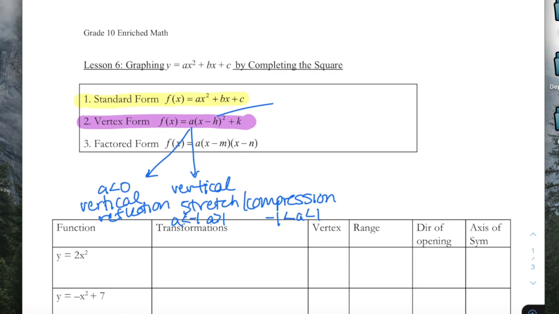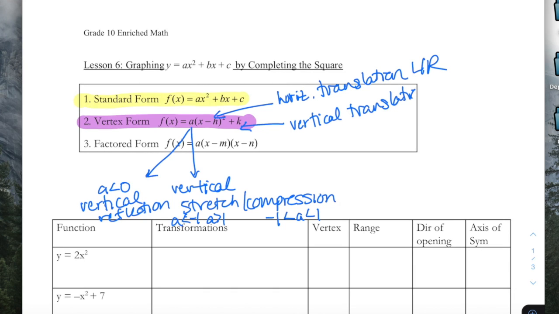Okay, and the values H and K are responsible for translations. So H is a horizontal translation, left or right. K is a vertical translation, up, down.